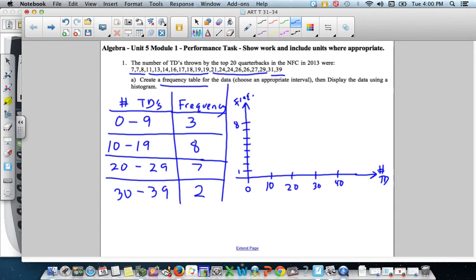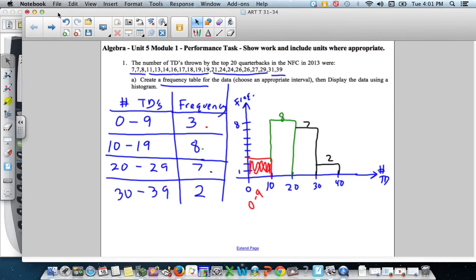So in this first bar, there are 3 that are 0 to 9. So this interval here is 0 to 9. If there is a person who has 10 touchdowns, it will go in the next interval, 10 to 19. So then for that one, I go up and put a bar that's 8 units tall. The next one is 7 units tall. And the final one is 2 units tall. That is my histogram.